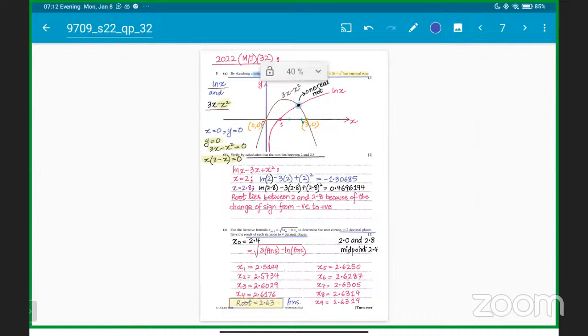Any doubts, any questions? So make sure you take a screenshot. This is one of the May-June 2022 paper 3 variant 2 questions done. Okay, got that clear? Understood? Any questions? Moving forward, let's look at another question.